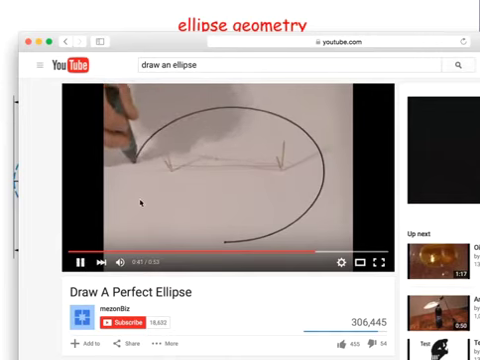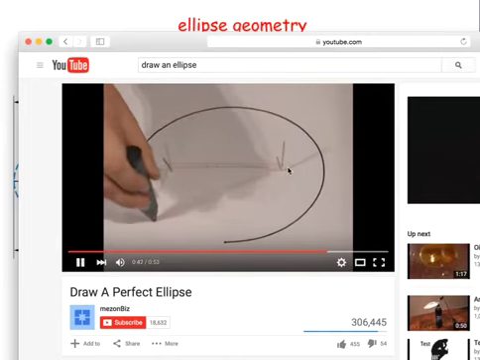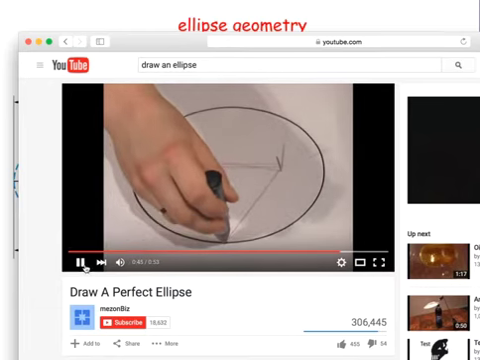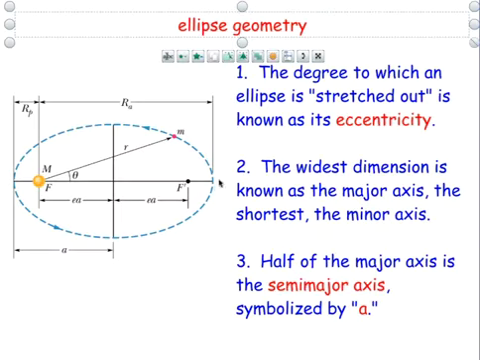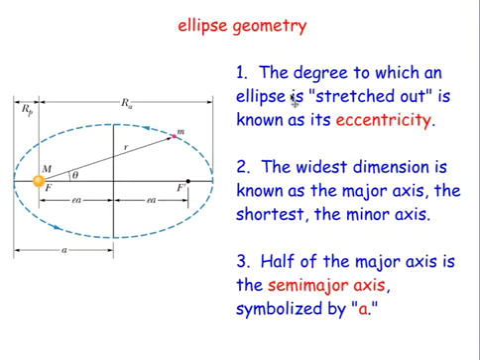Now, the further apart these two places are, the more stretched out that ellipse is. That's called the more eccentric the ellipse is. The closer together these two pins are, the less stretched out it is, the more circle-like it is. And that's called the eccentricity of the ellipse. So the degree to which it's stretched out is the eccentricity.